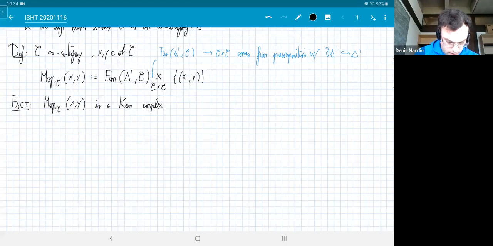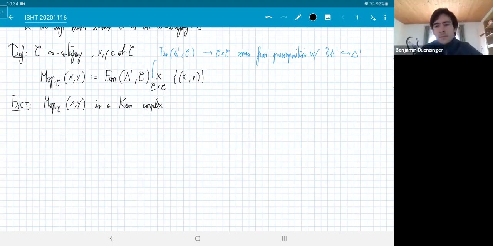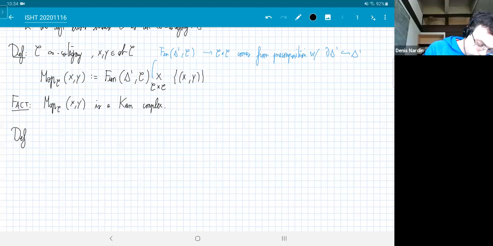Okay. But does this definition of mapping space make sense? Modulo the fact that you actually have to prove that it's a Kan complex. It's not the most natural one, actually, but it's the one for which composition is most easily defined. So I'm going to go with it. And okay, then let's define composition.